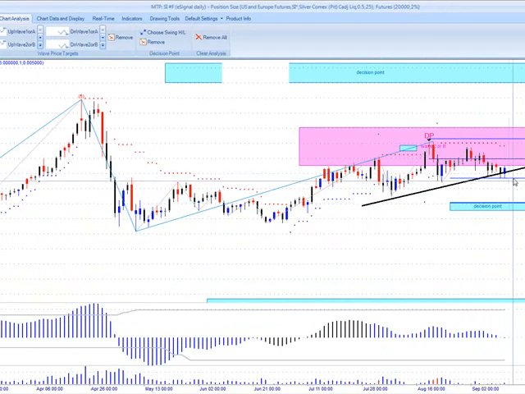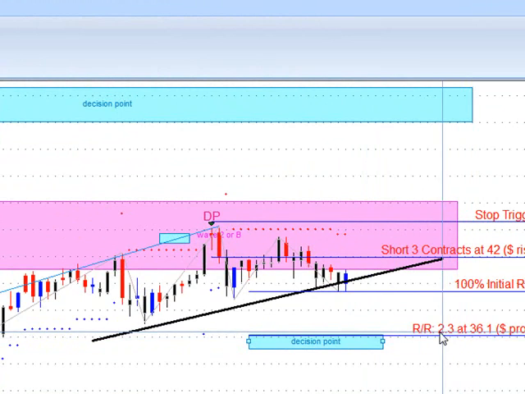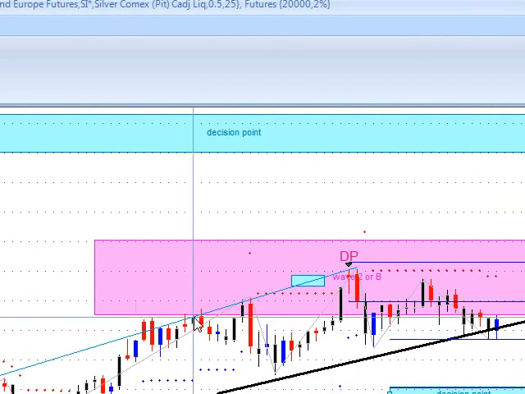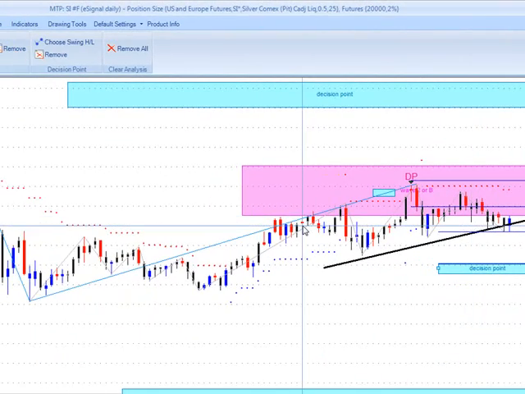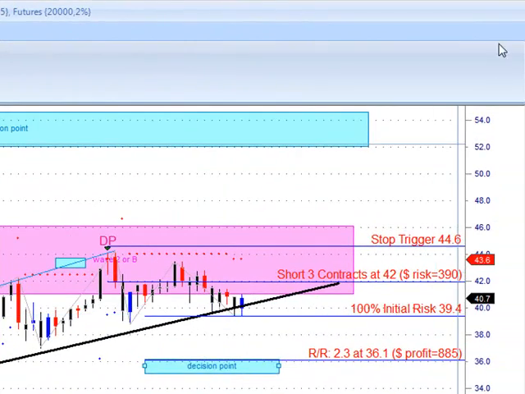But if we do get a close below this area, then we probably will see this DP target reached around 36.10 in silver. If it holds up, then we should take these DP highs out. You see we've been consolidating really in silver. Haven't really gone anywhere for, well, you can even go back here for quite a while. So we'll see which way that one goes.